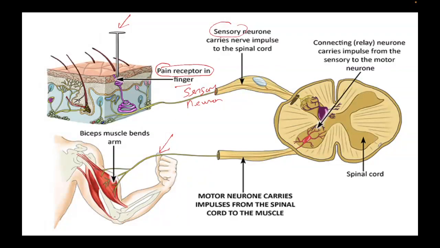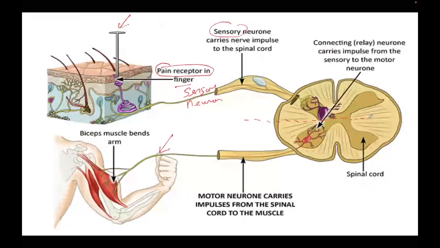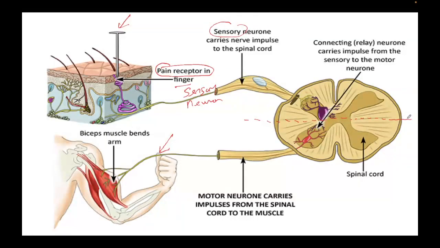Now, here, this is a cross section of the spinal cord, and I want to give you some basic anatomy of the spinal cord. If I were to divide this in half, everything from this point backwards is dorsal or posterior, and everything from this line this way is ventral or anterior. Okay, so far so good.